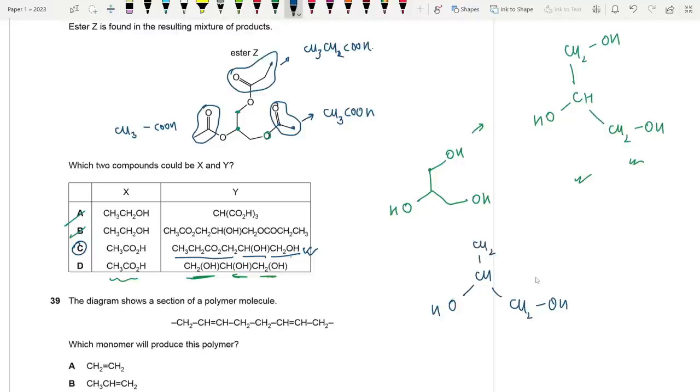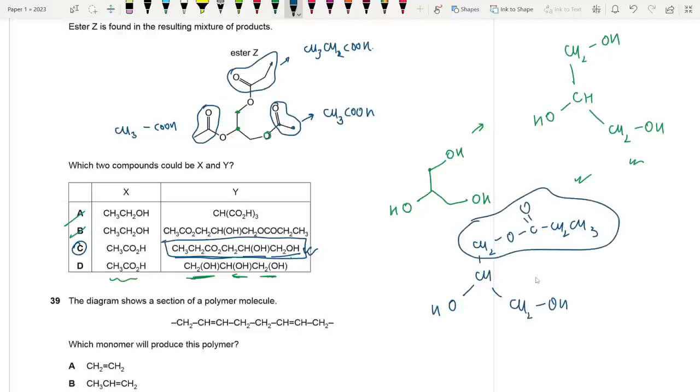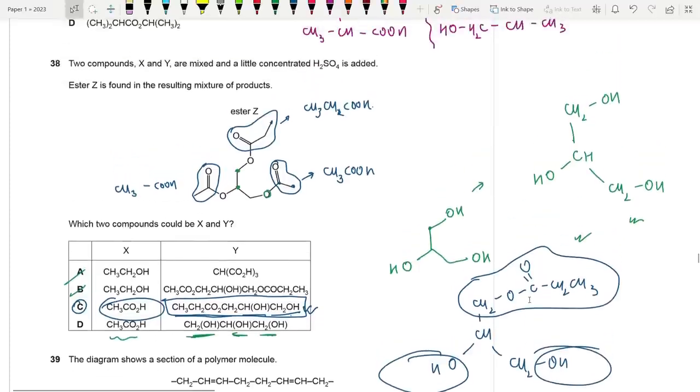CH2, followed by CH2O, CO, CH2 CH3. So this compound already had an ester included, right? It already had this part. And when we added the carboxylic acid, one ester bond formed here. And that is how we ended up with ester Z.